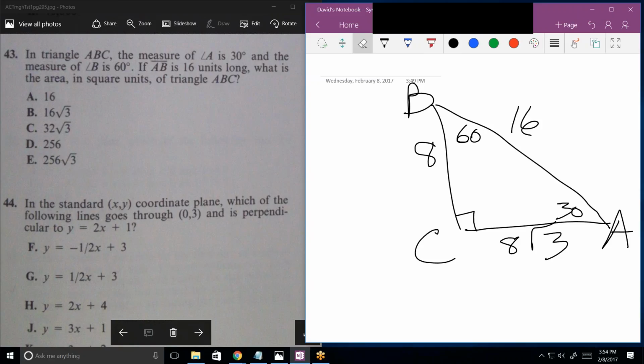So there's our triangle. What's the area of a triangle equal to? Area of a triangle is equal to 1/2 base times height. So what does that come out to be? 4 root 3 times 8. So that becomes 32 root 3? You got it. C.